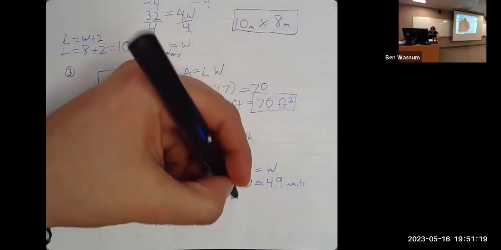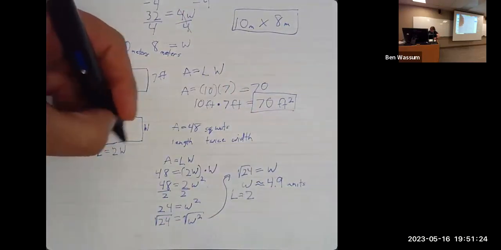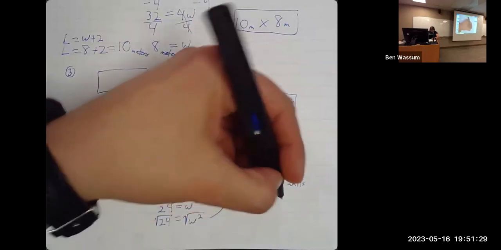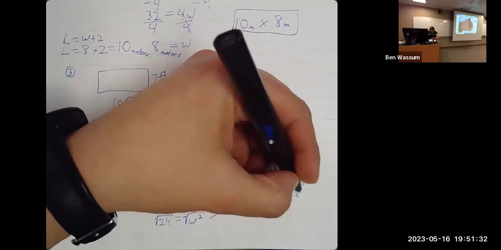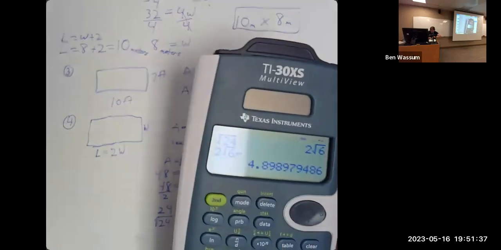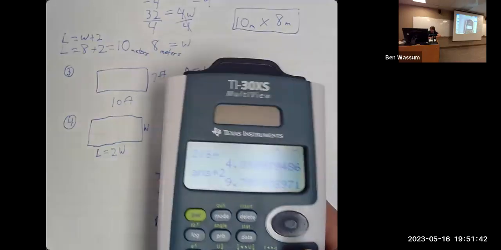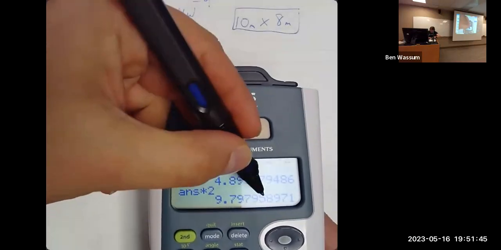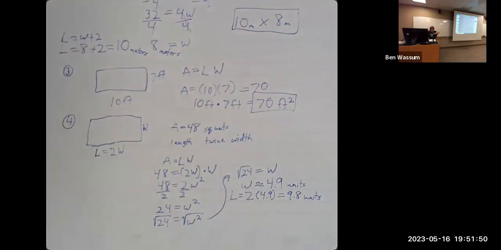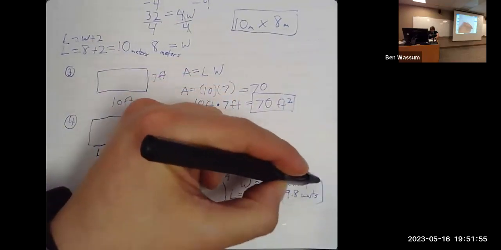Now our length is going to be twice that, right? Length was twice the width. So the length is 2 times that 4.9, which is about 9.8. You can always verify that by just saying, that thing times 2, not 22, just 2. 9 point, oh my God, when is this thing ever going to round? Yeah, we're going to call it 9.8. So we have our width and we have our length.